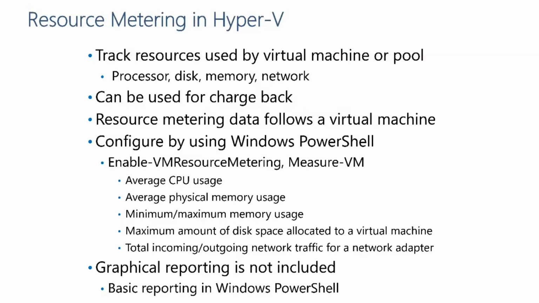There's also resource metering. So this is where we can track resources used by the virtual machine or the pool. They obviously are the disk, memory, network, processor, and we can use that for chargeback. So this is where we can have this department or this customer is using this much resource, then I can actually charge them for it. So in a public cloud, for example, that's something they would use.